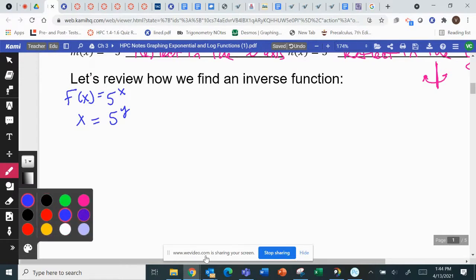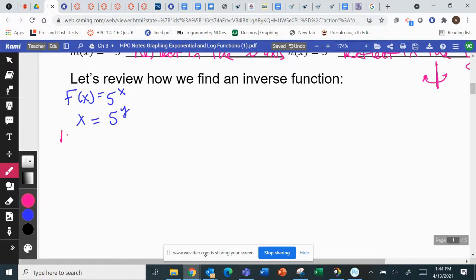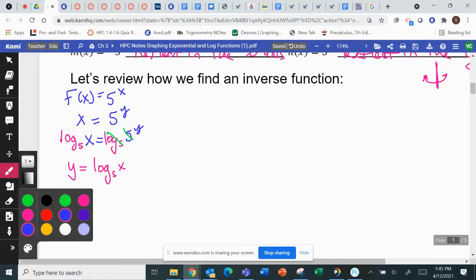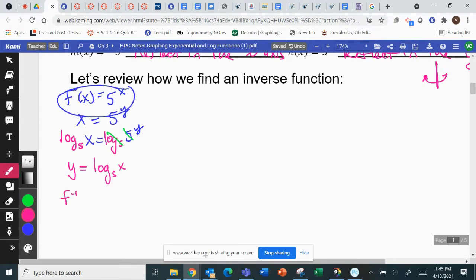What do I do? Log what base? Base 5 to both sides. So here is my, oh, I didn't write it as a function yet. There's my function, and then my inverse function would be this one here.